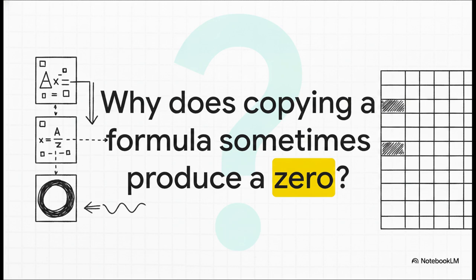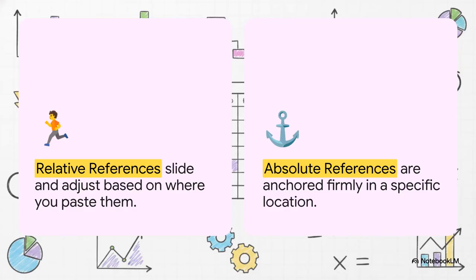broken. Well, by default, Excel uses what are called relative references. That means if you copy a formula 1 cell down, the reference it's looking at also slides 1 cell down. And if it slides right into an empty cell, boom, you get a 0. But here is exactly how you fix it.